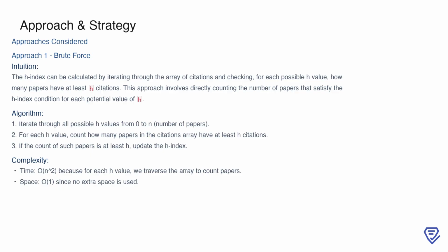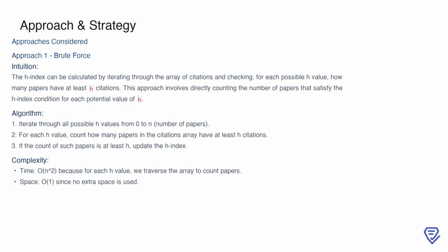To begin with, the brute force approach calculates the H-index by directly iterating through all possible values of H, from 0 to the total number of papers. For each potential H value, we count how many papers in the citations array have at least H citations. If this count is equal to or greater than H, we update the H-index. While this method systematically checks every possibility and is straightforward to implement, it is computationally expensive. Specifically, for each H value, the algorithm traverses the entire array, leading to a time complexity of O(n squared). Despite using no extra space, this approach quickly becomes inefficient as the number of papers increases, making it unsuitable for larger inputs.